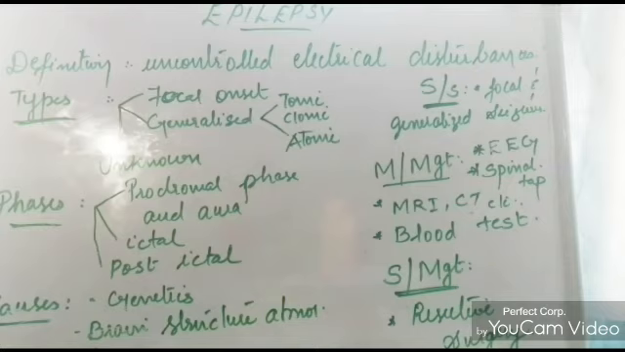Next is the treatment. Treatment for the seizure depends upon the cause. By treating the cause of the seizure, we may be able to prevent future seizures. This includes medical management and surgical management.